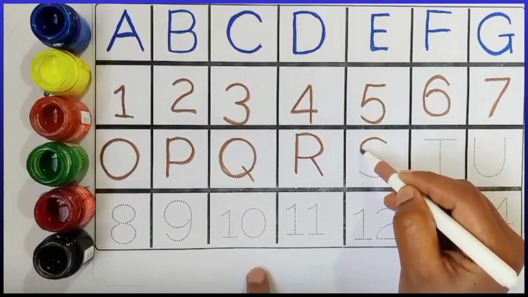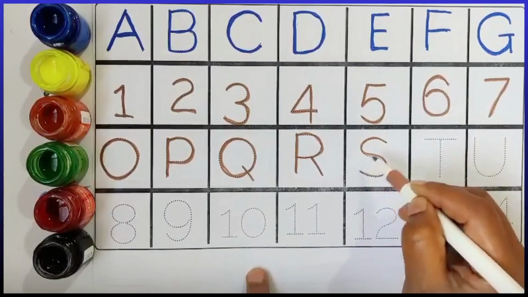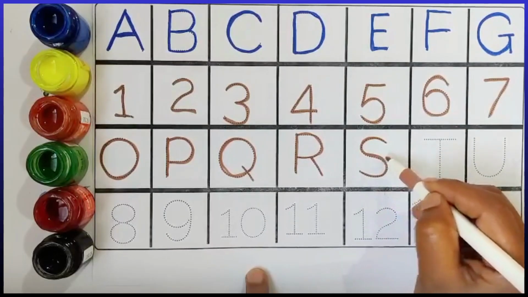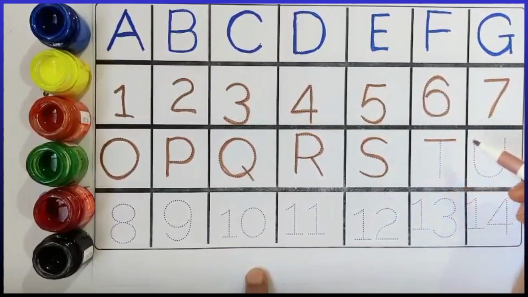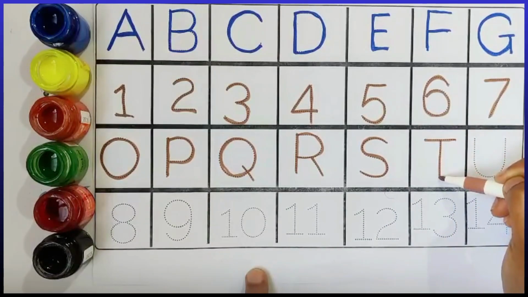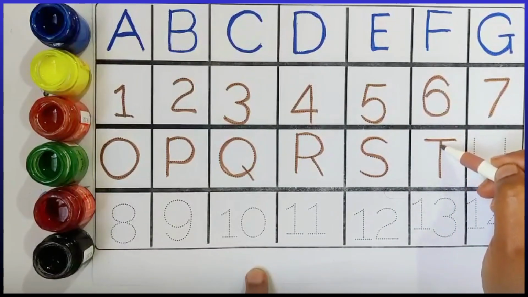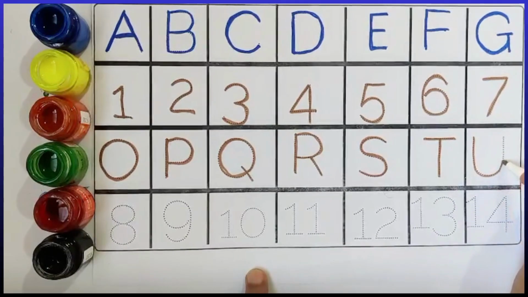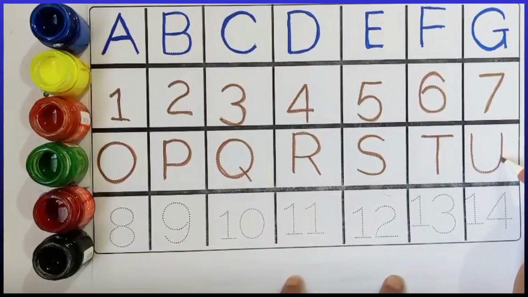S. S for sun. T. T for tiger. U for umbrella.